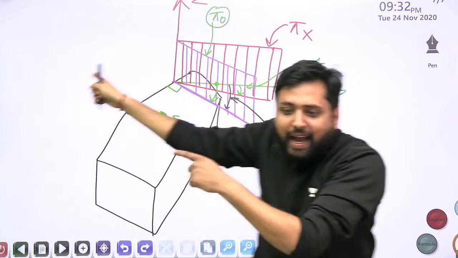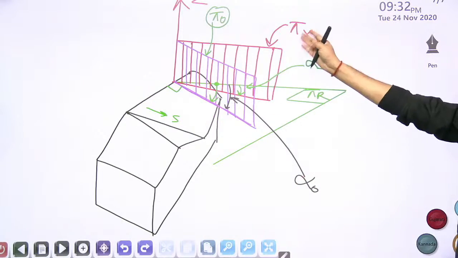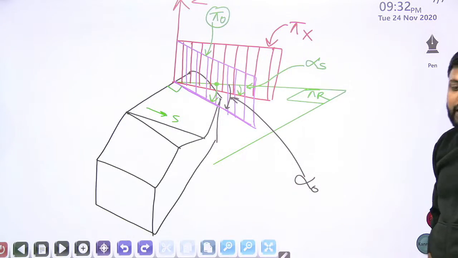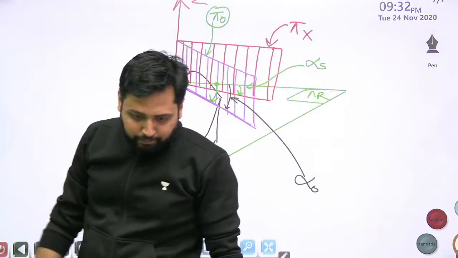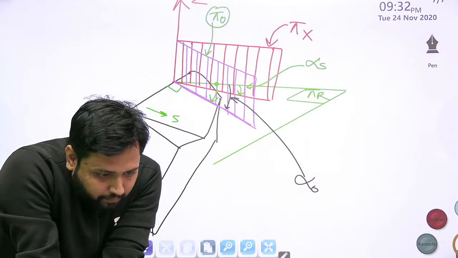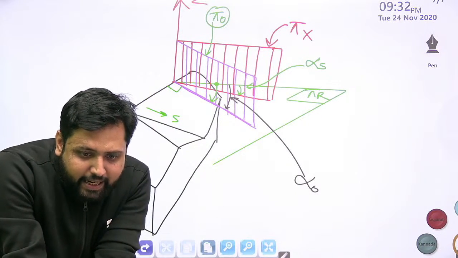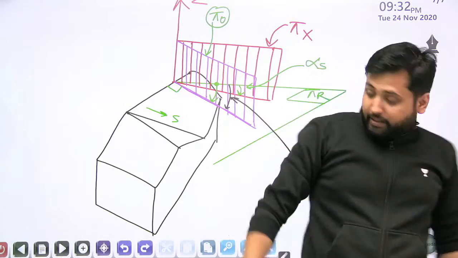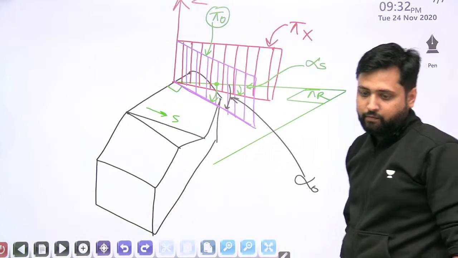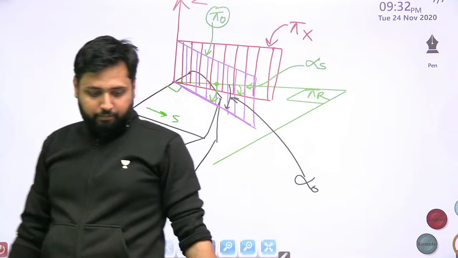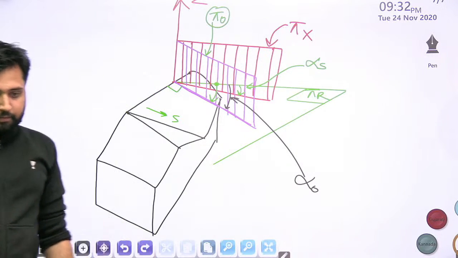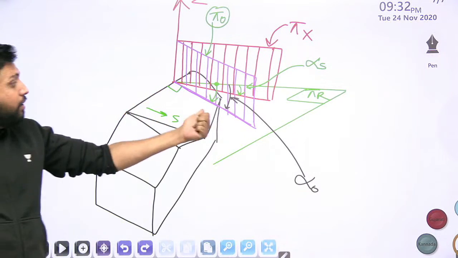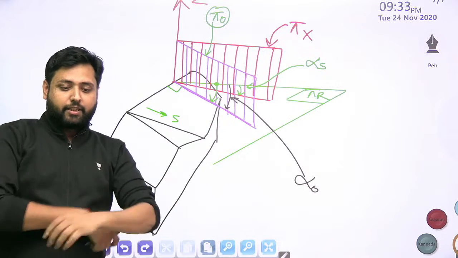Now look at the diagram and tell me, out of side rake angle and orthogonal rake angle, which one is larger for this tool that I have shown?